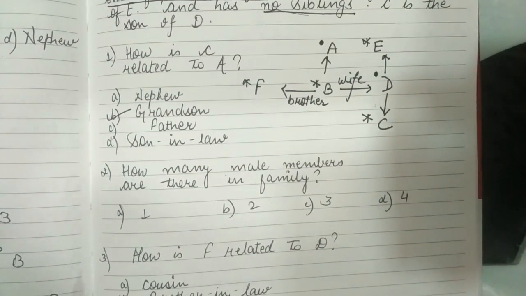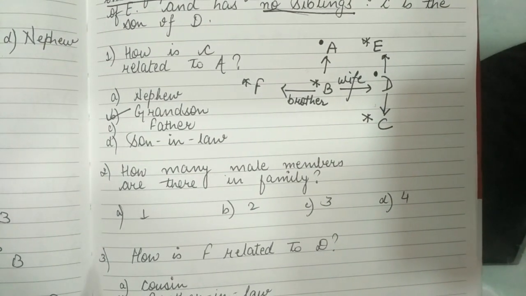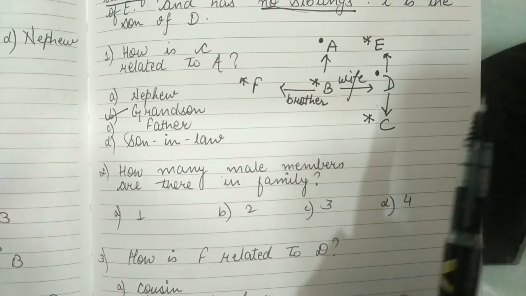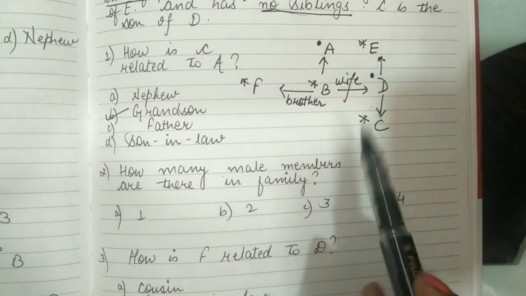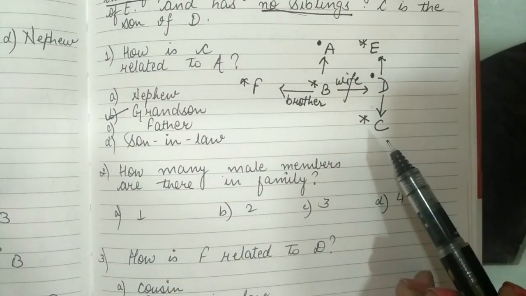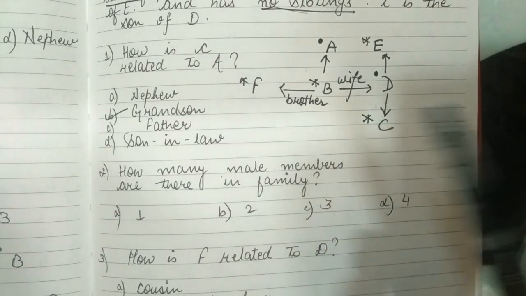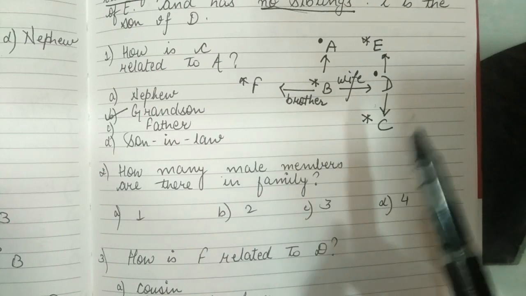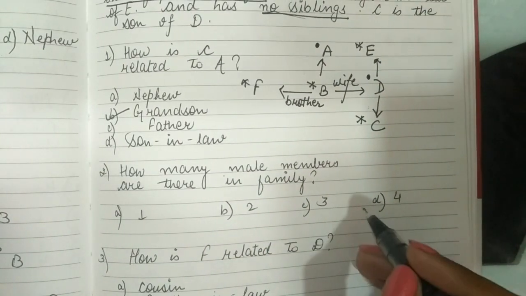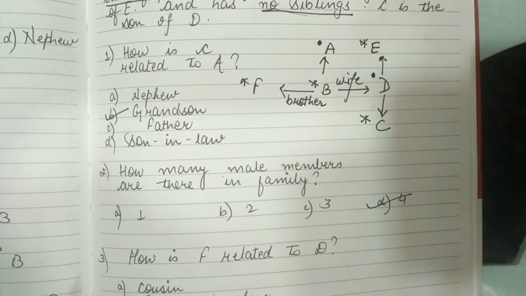Next it is asked, how many male members are there in family? Look here, marking the star and dot helps in solving the question like this. We have used here the symbol star to denote male members. So now start counting. 1, 2, 3 and 4. There are 4 male members in the family.